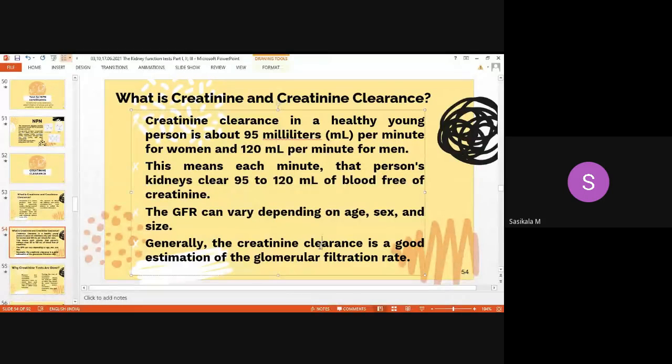Okay. So creatinine clearance is what? Creatinine is filtered by the glomerulus from the blood, so that the blood becomes creatinine-free blood. How much is it clearing? 95 to 120 ml per minute. In 1 minute, this many milliliters are cleared of creatinine by means of the kidneys. So this clearing rate depends on the glomerular filtration rate.